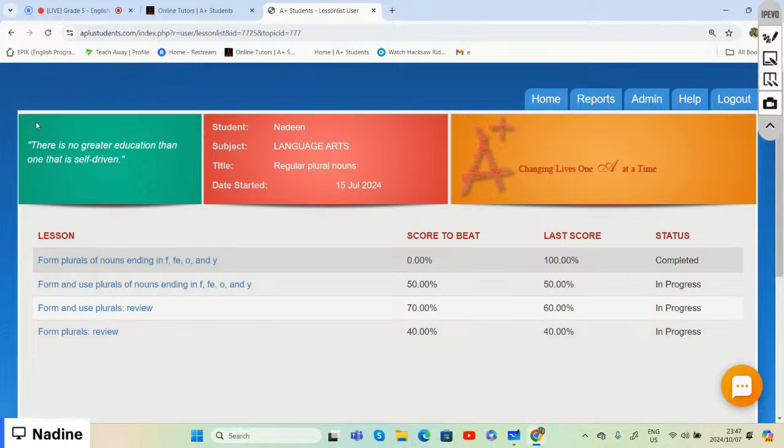All right, so thank you very much, grade fives, for joining the class. This is the end of our lesson. The chapter is regular plural nouns, but the lesson was to form and use plurals of nouns ending in F, E, O, and Y. That was our lesson for today.